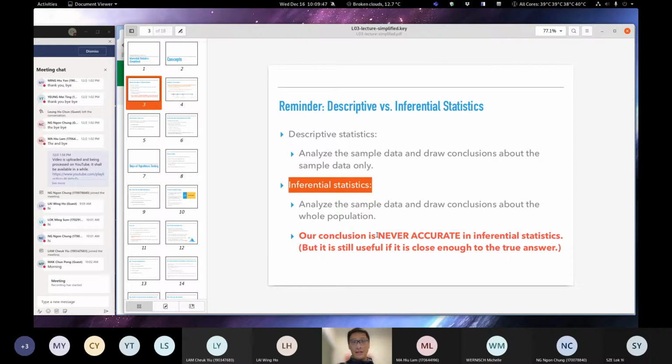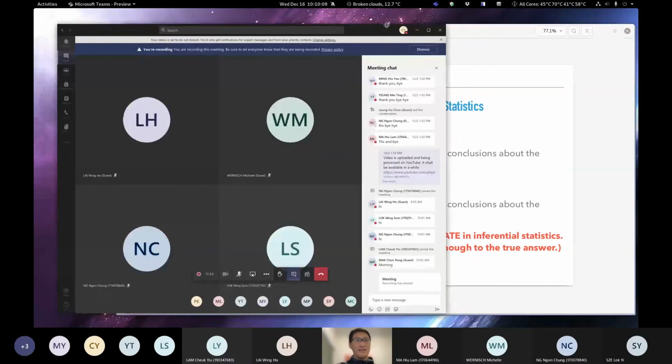Now, one problem we face when we do the inferential statistics is that inferential statistics in the conclusion will never be accurate. Okay, that is one point that I emphasized 3 weeks ago in our first class. But let me ask you, just in case you forget it already, can you tell me why the inferential statistics is never accurate? Can you give me some suggestions in the chat room? Why is the inferential statistics never accurate? Why is it always some error in the inferential statistics?